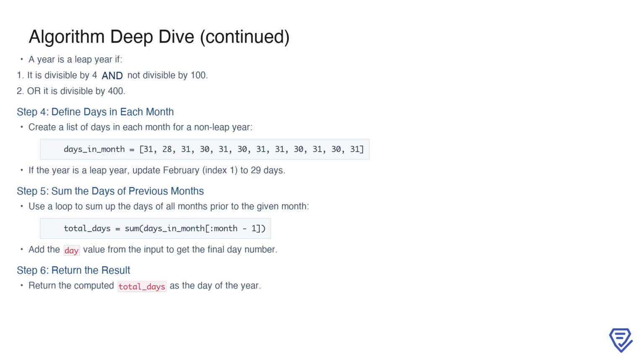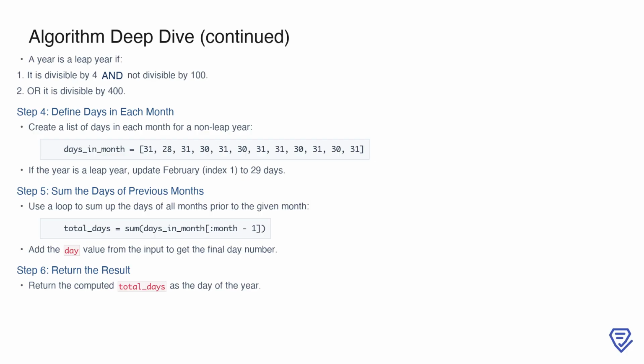Now, let's dive into the specifics of leap year logic. A year qualifies as a leap year if it is divisible by 4 but not divisible by 100, unless it is also divisible by 400. This means 2000 is a leap year, but 1900 is not.